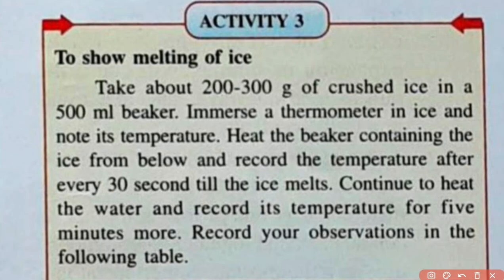Activity number 3 shows the melting of ice. Take about 200 to 300 gram of crushed ice in a 500 milliliter beaker. Immerse a thermometer in ice and note its temperature. Heat the beaker containing the ice from below and record the temperature after every 30 seconds till the ice melts. Continue to heat the water and record its temperature for 5 minutes more. Record your observation in the following table. Let's see what happens.